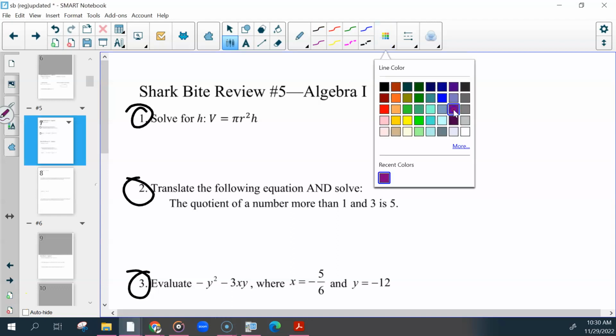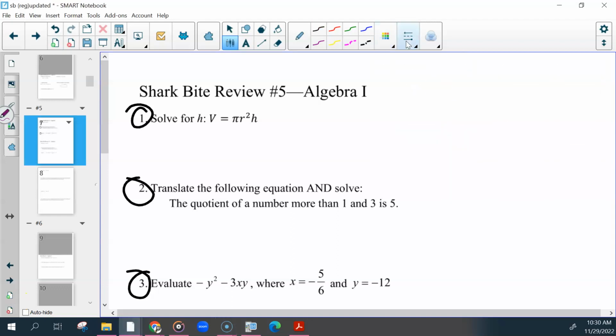Alright, so let's start with 1, and then we'll just go in order. For number 1, we had to solve for h. This is going back to the very first unit we did, where we're solving literal equations.